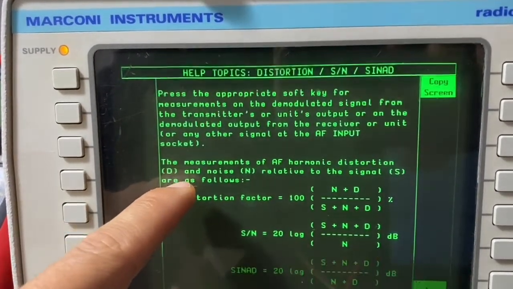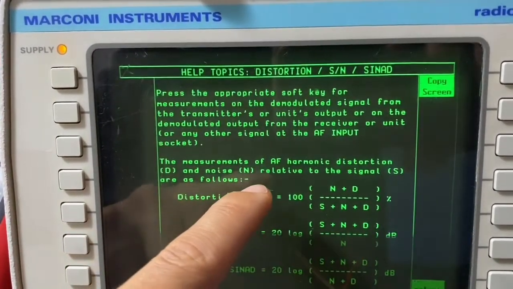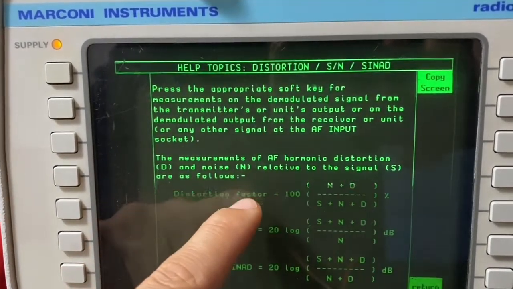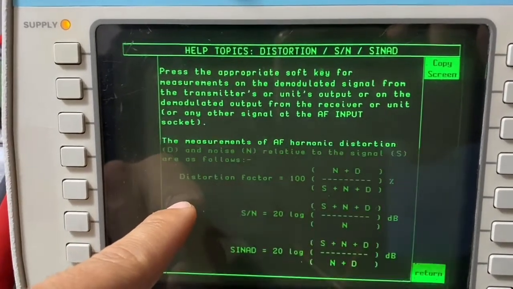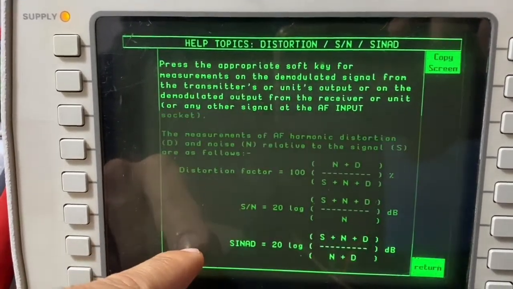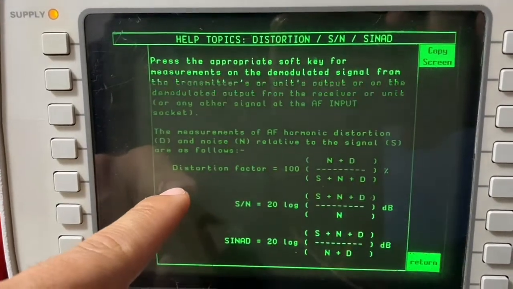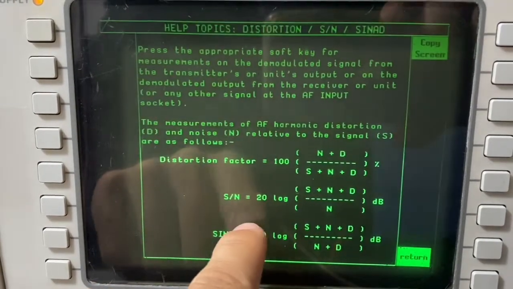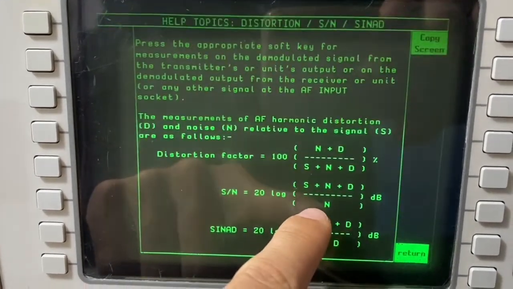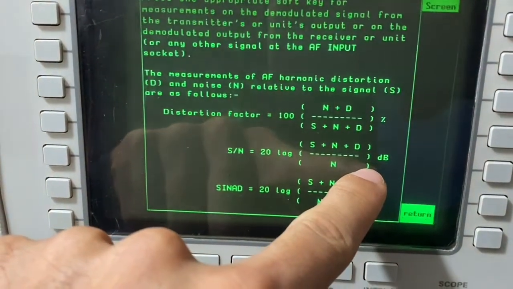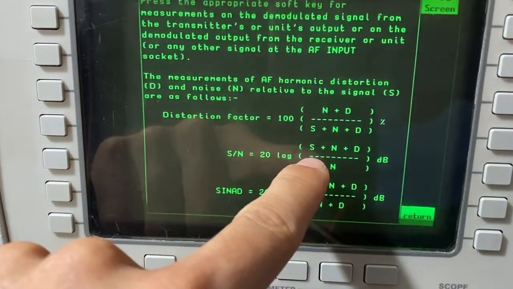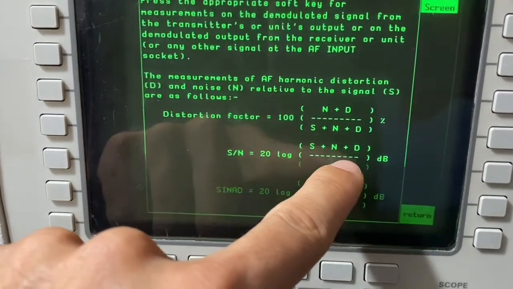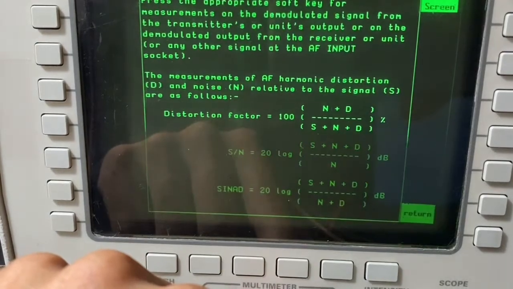And here it says the measurements of AF harmonic distortion and noise relative to the signal are as follows, and it gives us three formulas. Distortion factor as a percentage, signal to noise ratio, the ratio expressed in dB. As you can see, there is the signal, the noise, and the distortion.